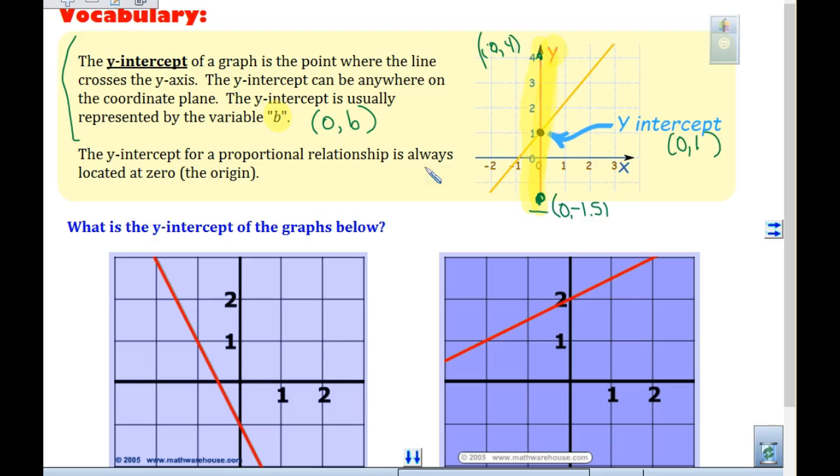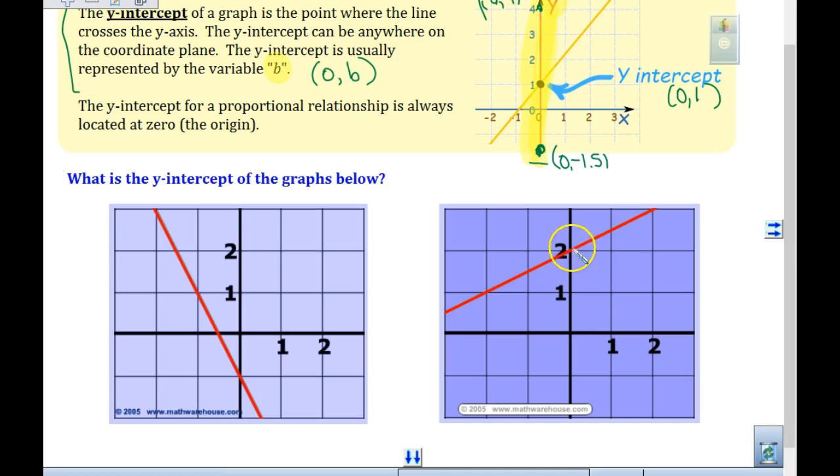So what I'd like you to do is right next to each of these, please tell me your y-intercept. So the y-intercept on this first graph, if I'm looking at it, is located at what point? (0, 1). (0, -1). (0, 1) is right here, right? Do you agree this is (0, 1) up here? This point down here is (0, -1).